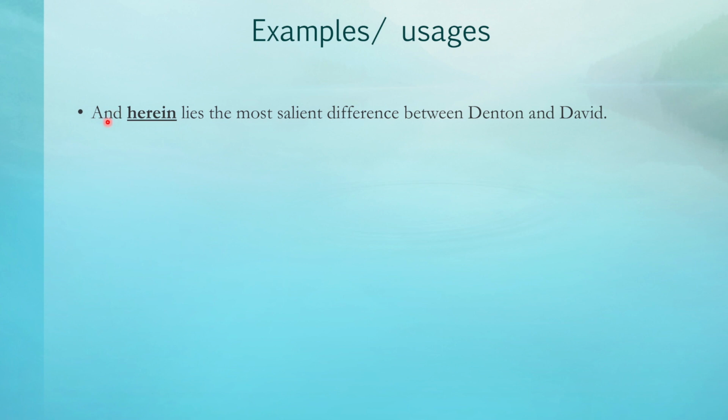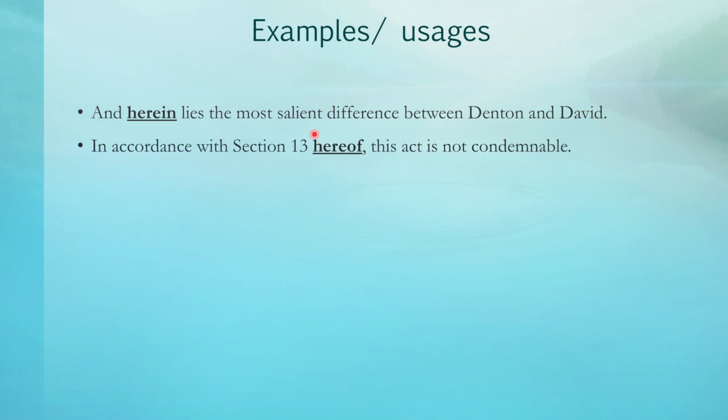The first sentence reads, "And herein lies the most salient difference between Denton and David." Now using the trick, if we replace this adverb herein with in this, and more specifically, I think in this example it would be more appropriate if we replace this adverb with in this document. So this statement would read as, "And in this document lies the most salient difference between Denton and David." Coming to the next example, we have hereof. So using the trick, this sentence would become, "In accordance with section 13 of this document, this act is not condemnable."